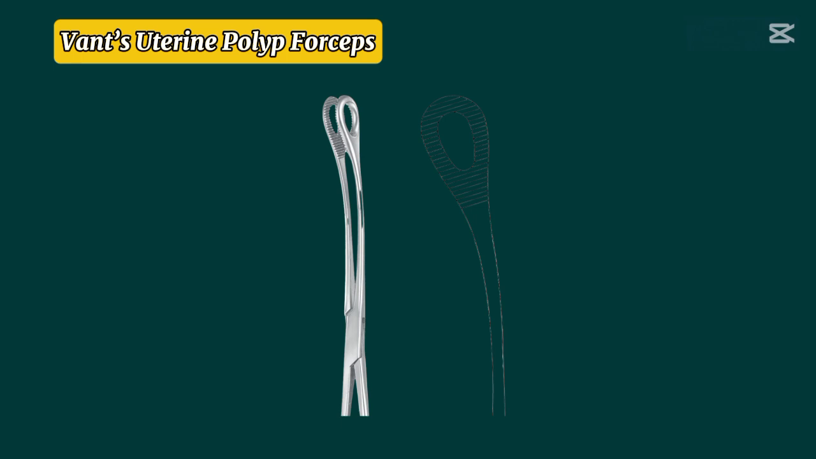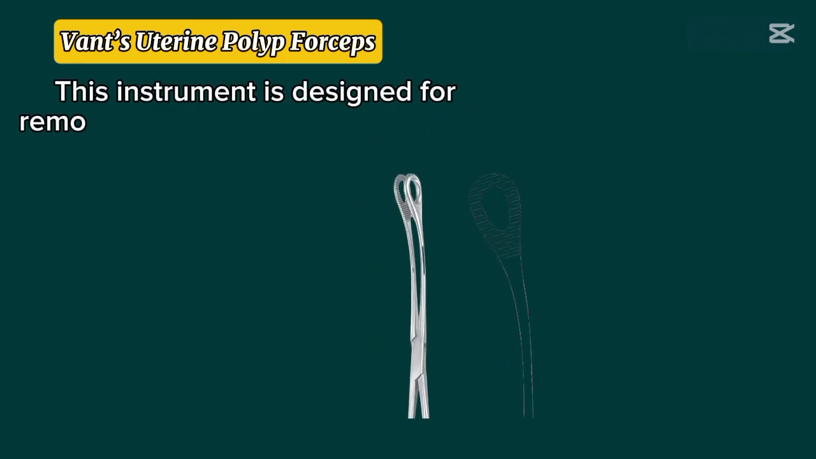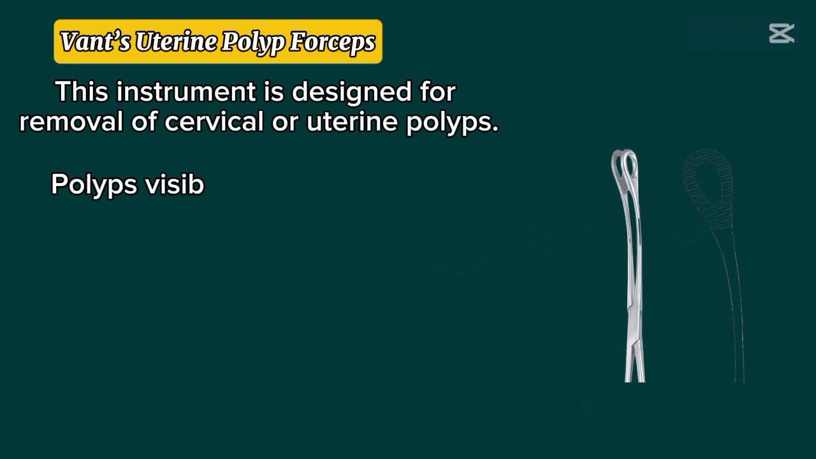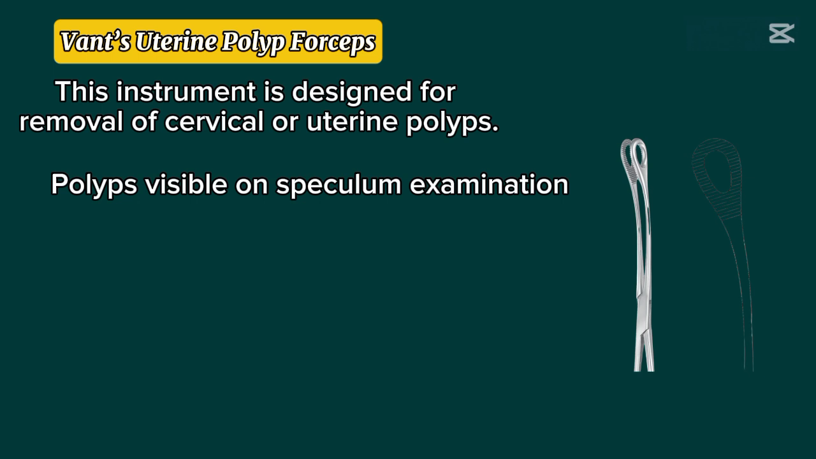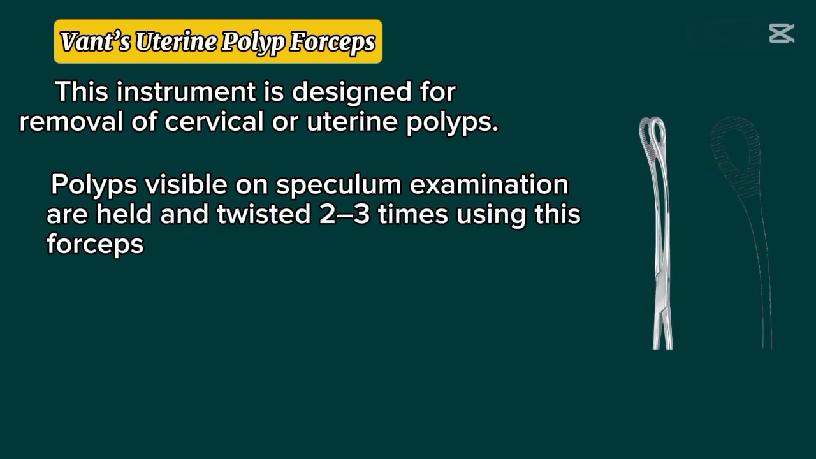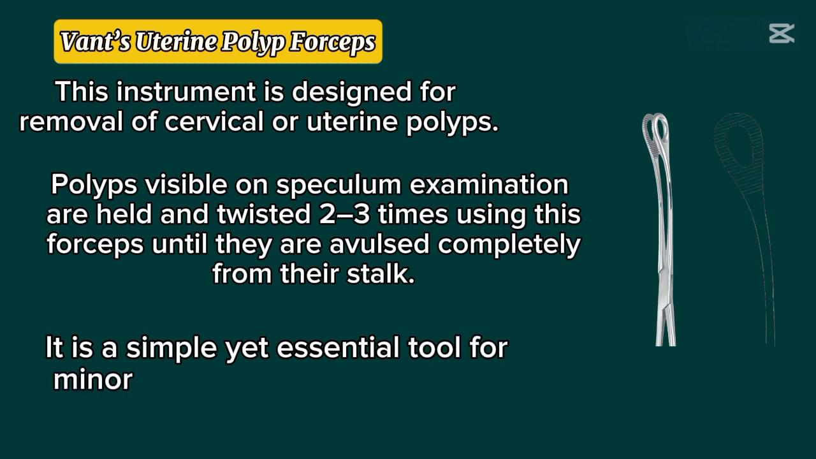Vant's Uterine Polyp Forceps. This instrument is designed for removal of cervical or uterine polyps. Polyps visible on speculum examination are held and twisted 2 to 3 times using this forceps until they are avulsed completely from their stalk. It is a simple yet essential tool for minor gynecological procedures.